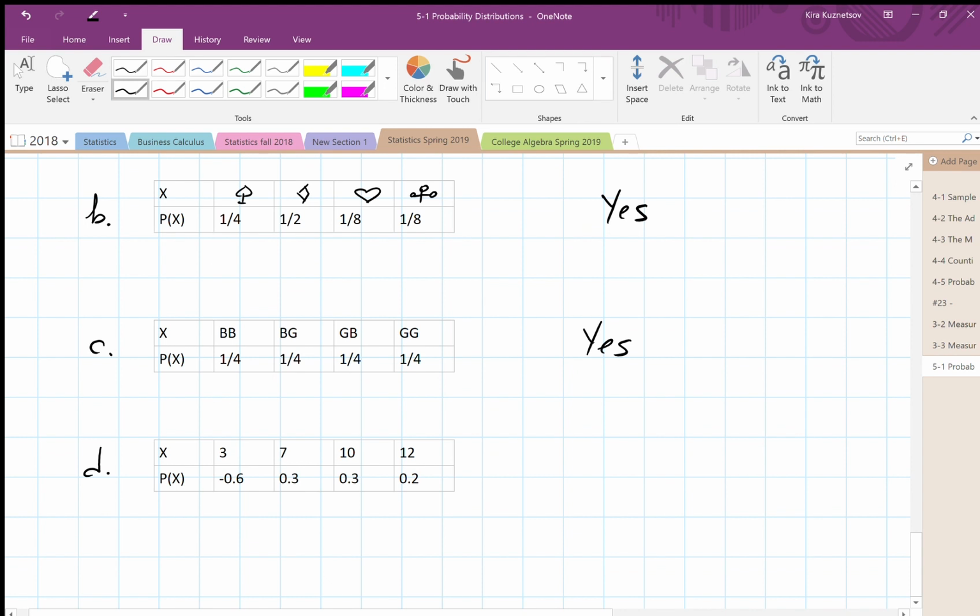Now, part D, I'm just going to outline this number right here. As soon as you see a negative 0.6 as a probability distribution, just say no. The probability of 3 is less than 0. You can't possibly have that, so that does the trick.